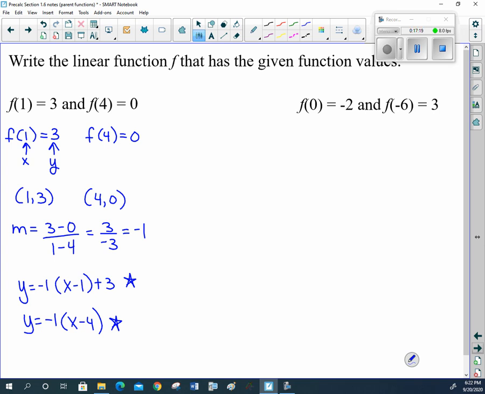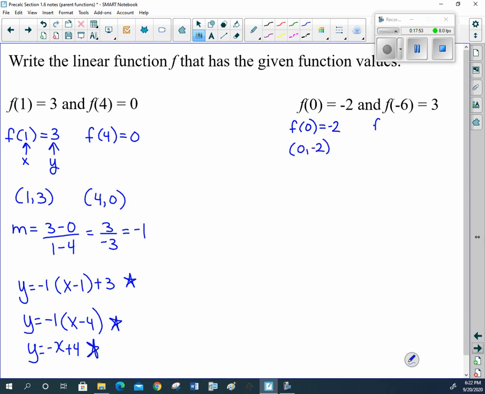You could multiply this out. Might be easier to multiply it out. So if you multiplied it out, you'd end up with y equals -x plus 4. So I guess that's an okay answer also. All 3 of those would be equations of the line that go through those 2 points. So over here on the right, f of 0 equals -2. So basically that equation is saying you have the point 0, -2.